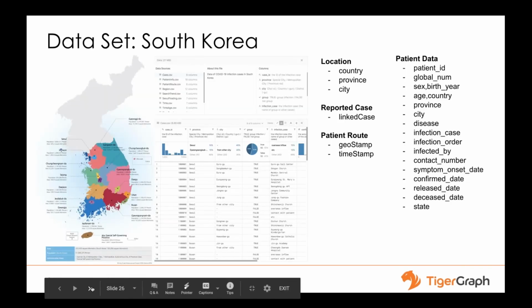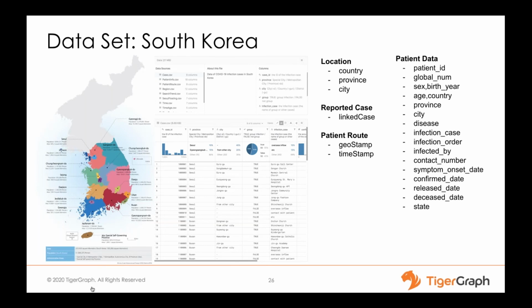This data set is from the South Korean Center for Disease Control. It is a subset of the whole disease infection data, and they were organized in relational tables in CSV format. And then we loaded and mapped them into a graph schema in TigerGraph.